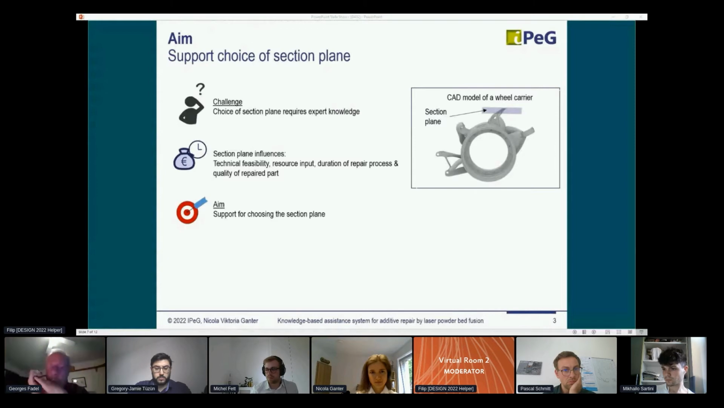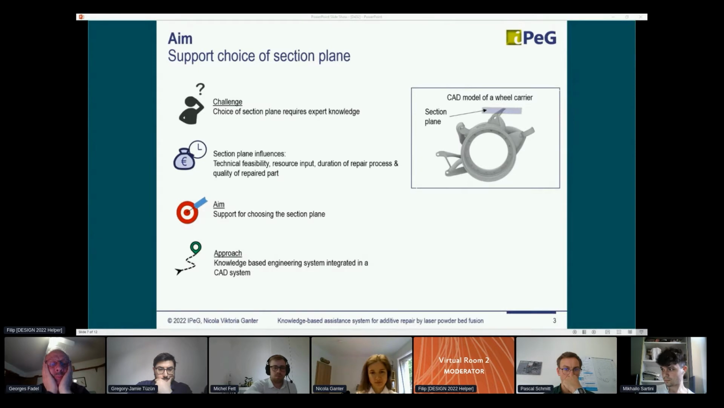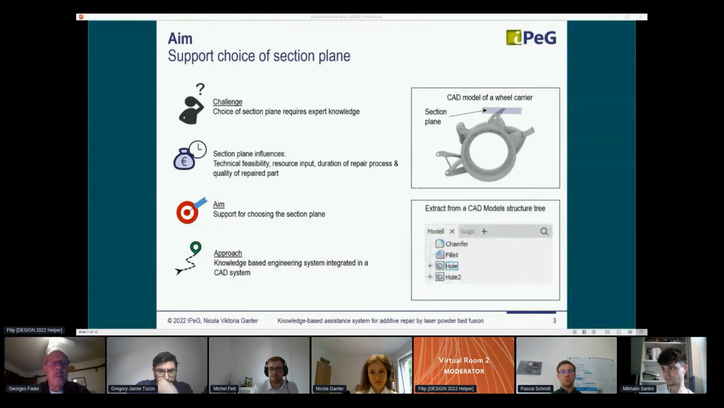For the selection of a suitable section plane, it is necessary to analyze the geometry and the volume of the damaged part. Therefore, our approach is to develop a knowledge-based engineering system which is integrated in a CAD system. Such a system allows to analyze a CAD model and to draw conclusions based on it. This is done either by analyzing the geometry and abstracting it into parameters, or by evaluating the structure tree of the model, which represents the design history.